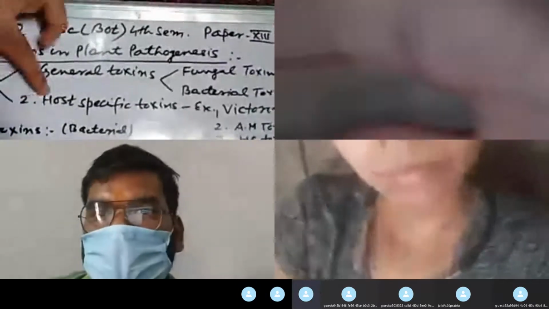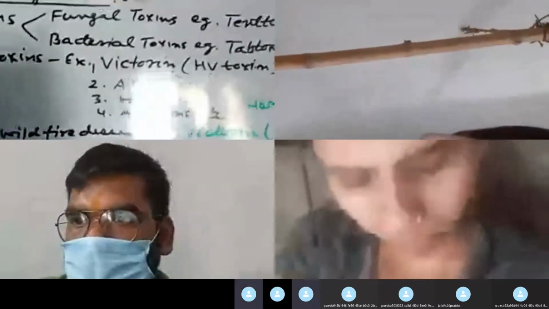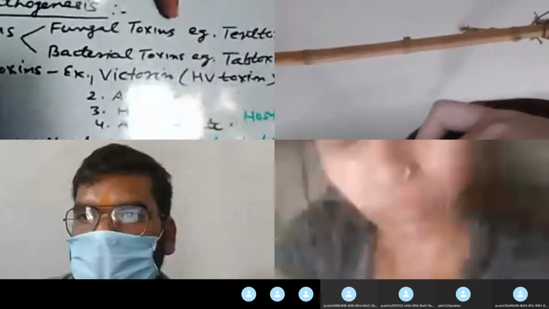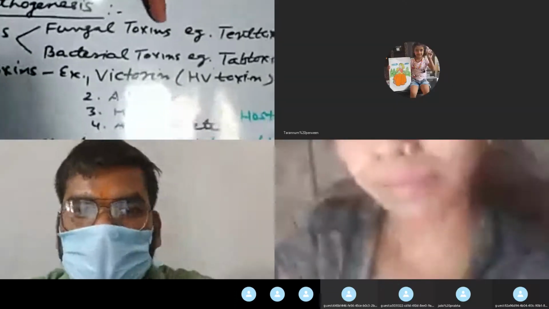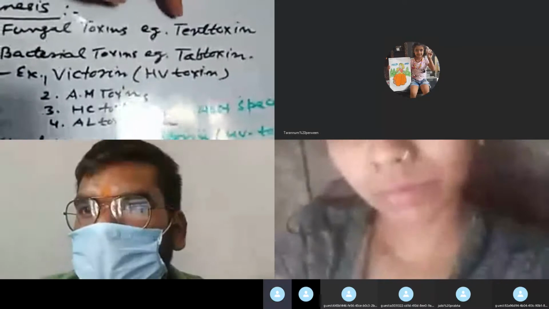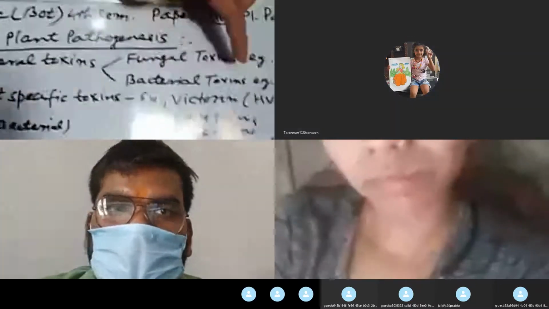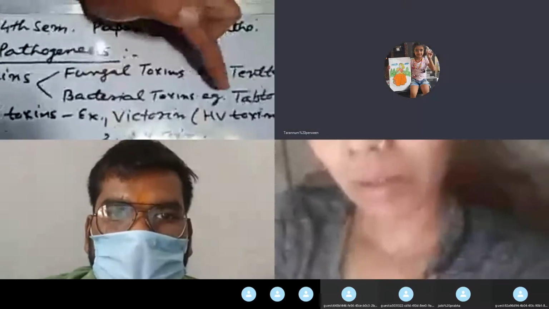Look at the upper part at the top at first. Toxins: general toxins and host-specific toxins. The general toxins are of two types: fungal toxins and bacterial toxins. A very important example of a fungal toxin I have shown here is the tentoxin. For the bacterial toxin, the best example is tabtoxin.